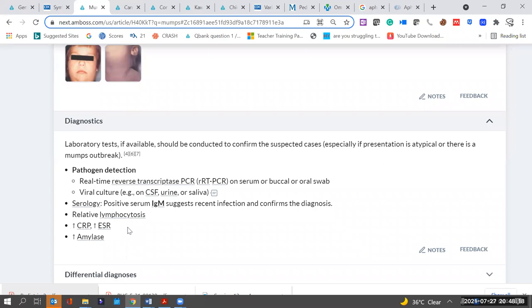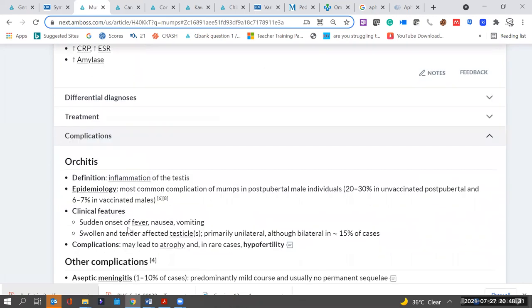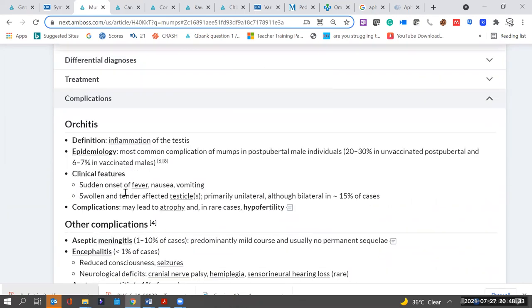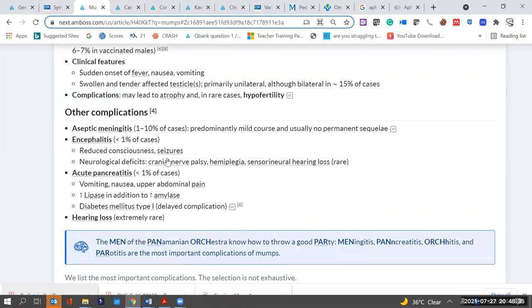But of course, an increased CRP level or an increased ESR level will never give you a clue that this is mumps. Of course, there is an infection going on in the body, but what exactly it is, you have to go for PCR testing. And these are the complications: orchitis, where the testes are involved, encephalitis, meningitis, pancreatitis. Hearing loss can sometimes also occur because of the mumps.